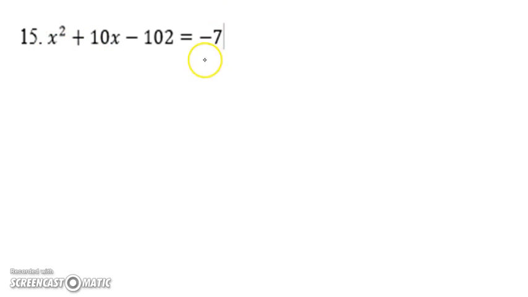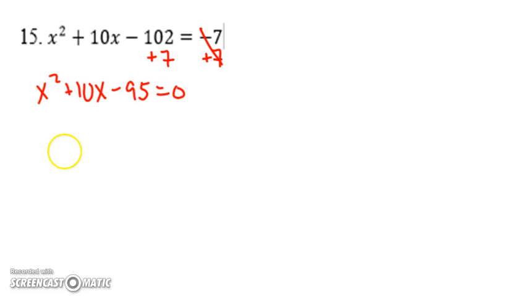So that requires us to add 7, because the only time we don't want to set it equal to 0 is if we solve by square root, which we can't do here. So we're left with x squared plus 10x minus 95 equals 0. So another way we could try is to factor it. Okay, so we would factor it.